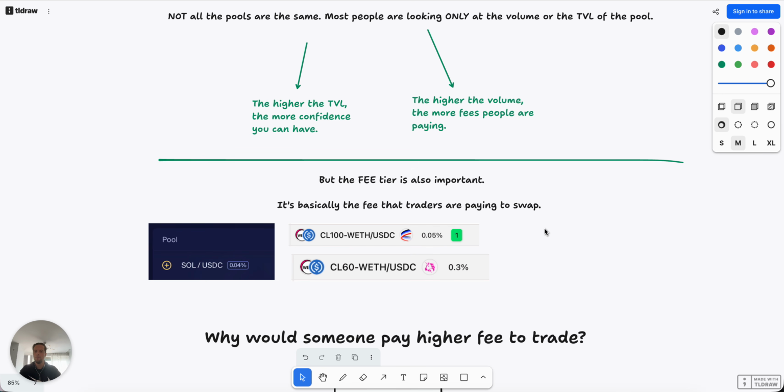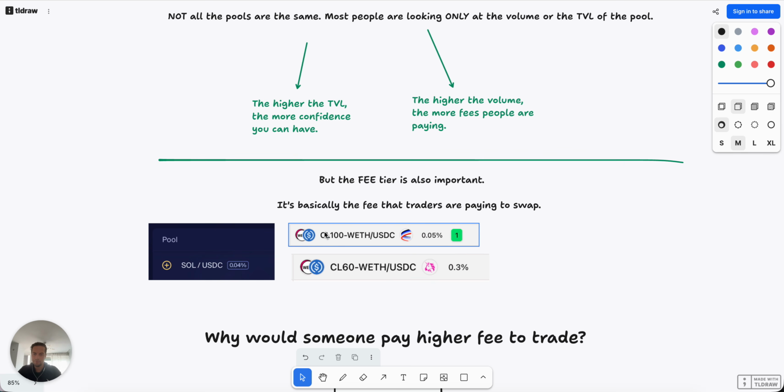For example, these are 3 different pools, and I just showed you Sol USDC, and this number next to the pool is the fee tier. So 0.04% is the fee for each swap on this pool. When traders are buying and selling Solanas or USDCs, they're paying this 0.04% per transaction, and all of the fees the pool generates are distributed among people like me and you.